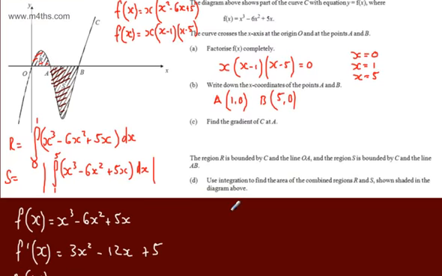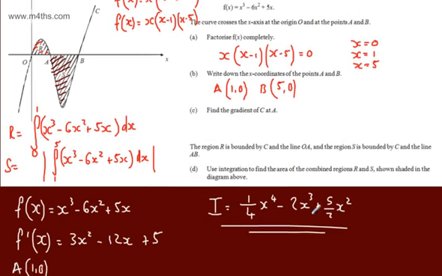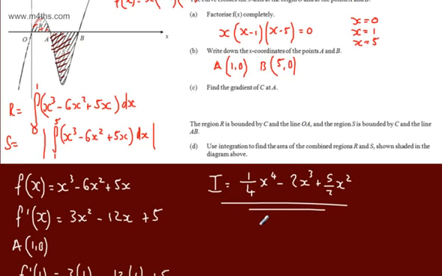So what we'll say then is the integral, and I'm going to do this fairly quickly. I'm just going to write now 1 over 4 x to the 4th. In the exam, show clearly what you're doing. Minus, raise by a power, divide by the new power, which will give me minus 2x cubed. Plus now 5 over 2 x squared. So this now is my integral. So do show in the exam that you've raised by a power and divided by the new power.